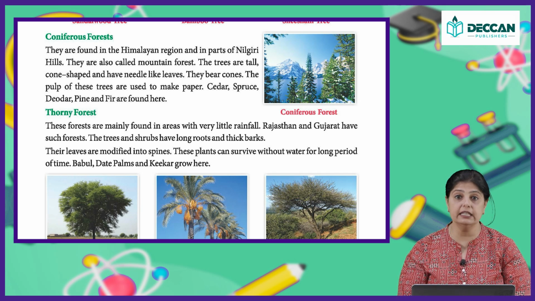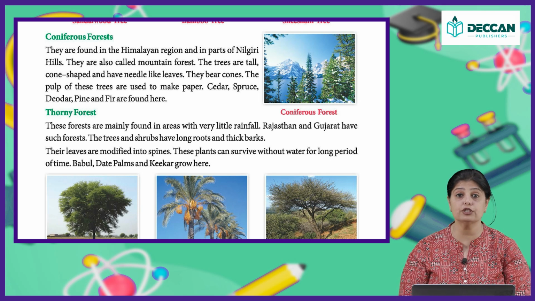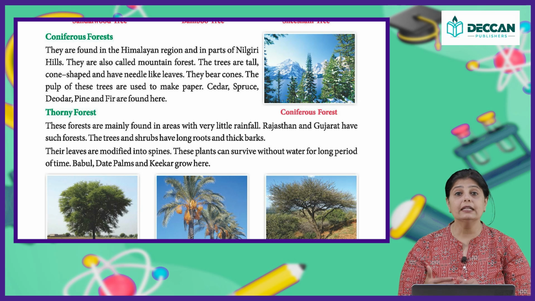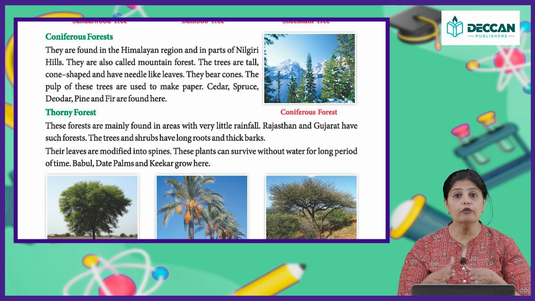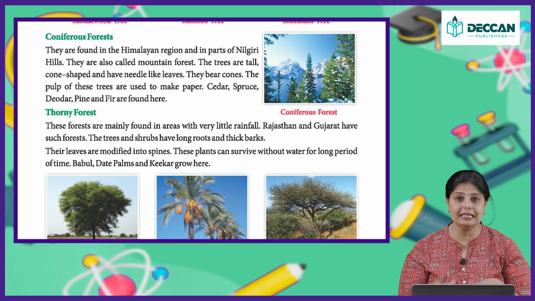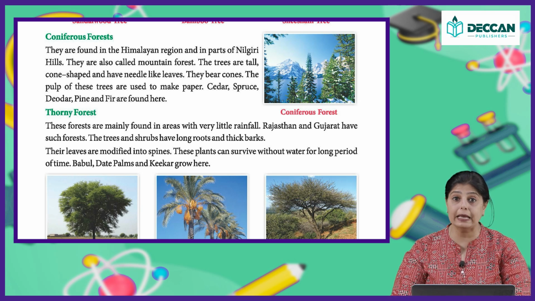Now, why do they have needle like leaves? Especially in the mountain areas where there is snowfall, the snow easily falls down from the trees because of the shape of the trees and the needle like leaves. That is the reason why the snow flows down and does not settle on the trees. At the same time, they also bear cones.